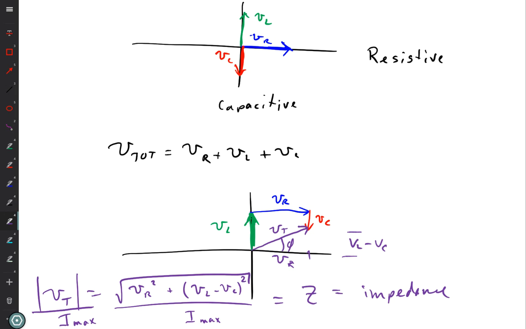So in circuits, we often calculate the apparent power, which is the maximum current multiplied by the maximum voltage. But that's not the actual power. The actual power is going to be the maximum current just times the voltage across the resistor. And so we can get that using the phase angle by taking the power is equal to voltage times current times cosine of that phase angle. Because that phase angle was the angle between the maximum voltage, the total voltage, and the resistive voltage.